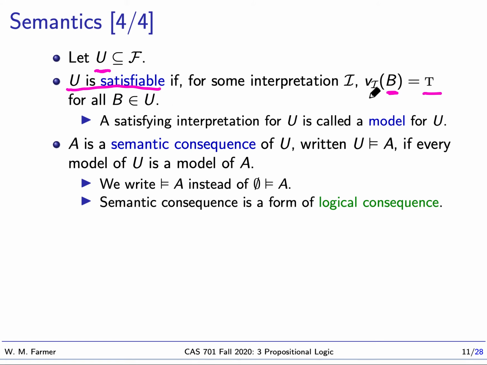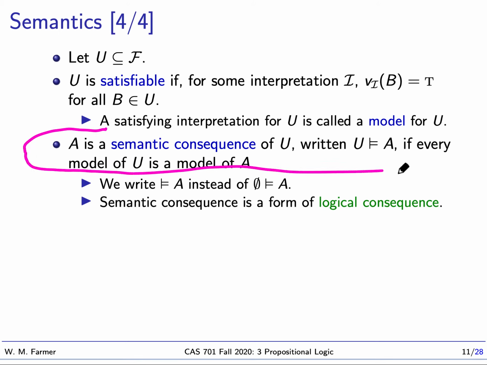Okay, now the next definition is very important. In fact, I'm going to circle it. This is really important. So we say A is a semantic consequence of U. So A is just a formula. U is just a set of formulas. And we write it like this. This means A is a semantic consequence of U if every model of U is a model of A.